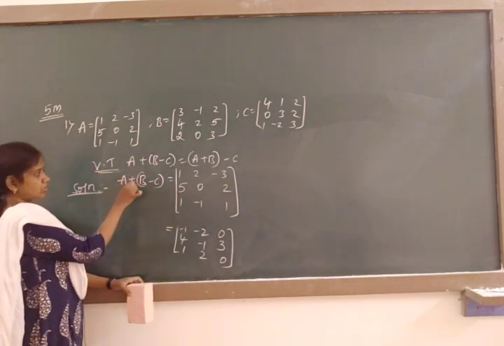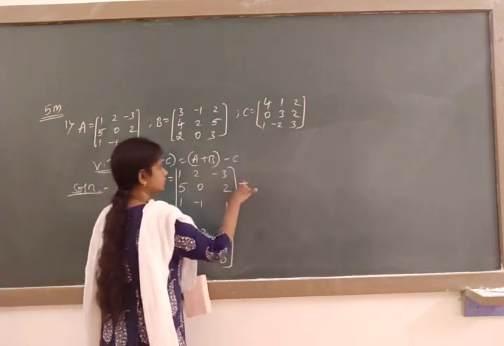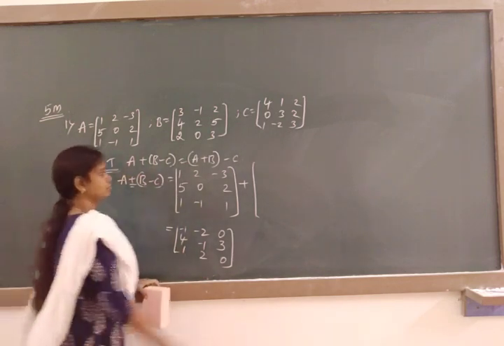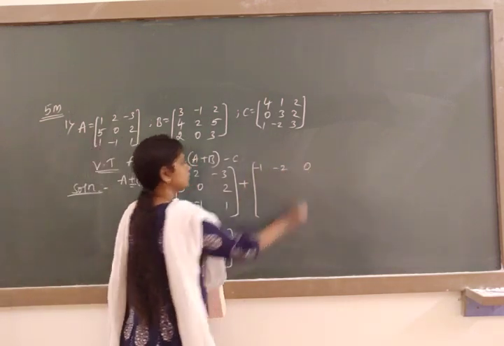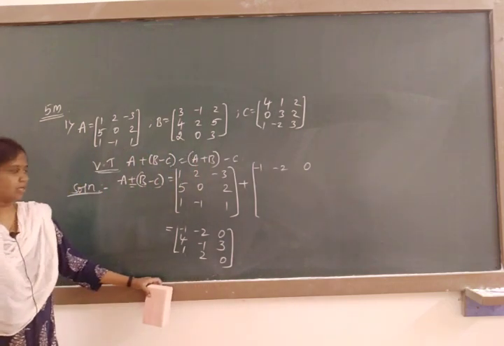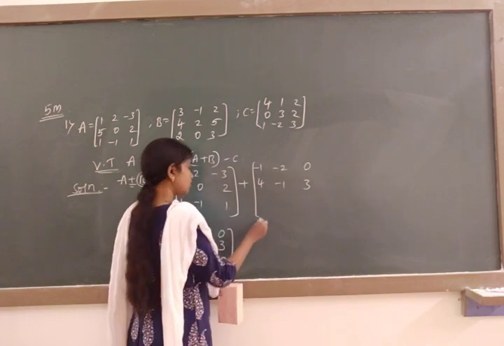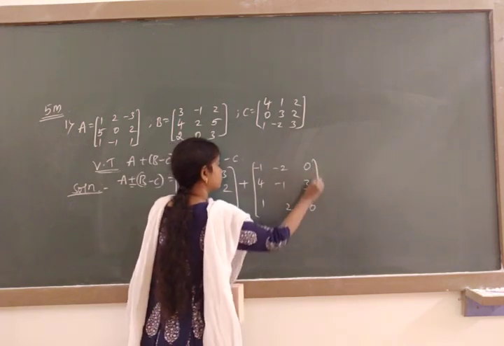Next, what is the operation? The operation was plus, right here plus. Now what are they telling? B minus C. We got the B minus C here: [-1, -2, 0; 4, -1, 3; 1, 2, 0].